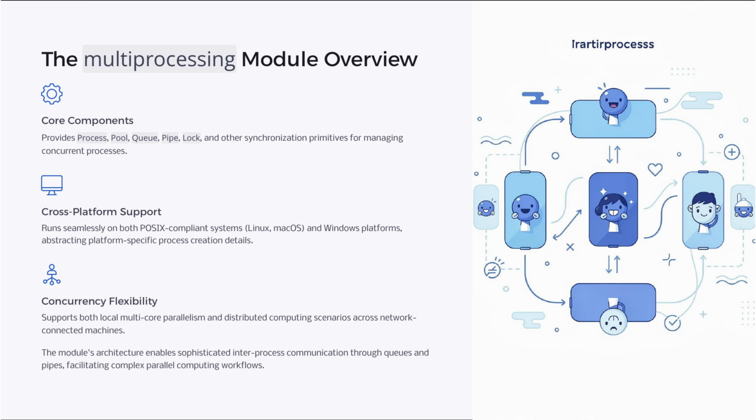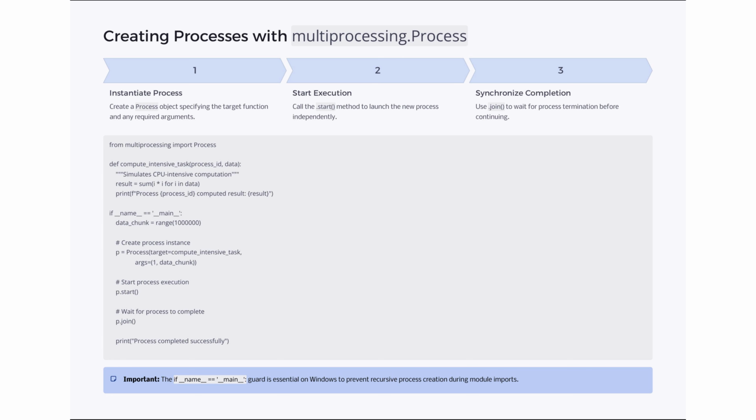The multiprocessing module offers essential components like Process, Pool, Queue, Pipe, and Lock for managing concurrent processes. It supports cross-platform functionality, running on Linux, macOS, and Windows. This module enables both local and distributed computing with advanced inter-process communication through queues and pipes, allowing for complex parallel computing workflows.